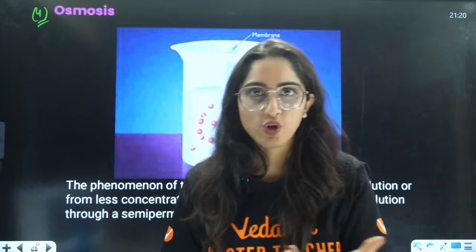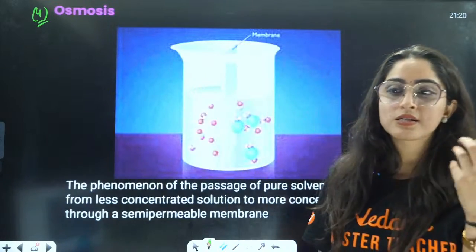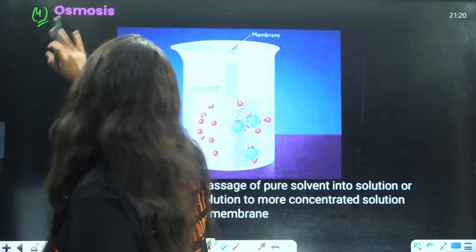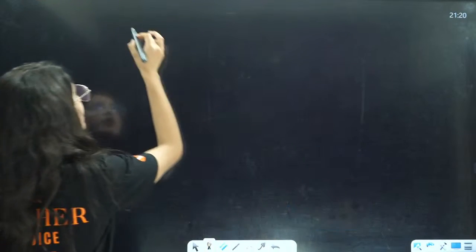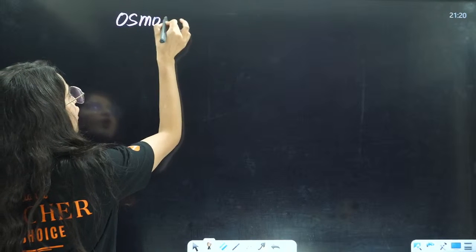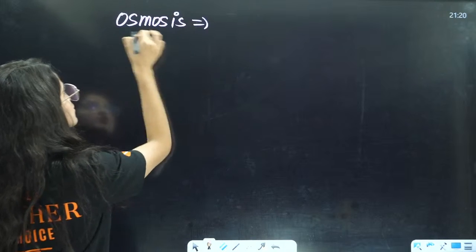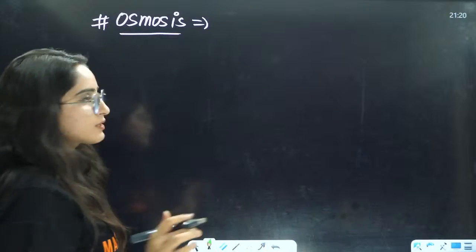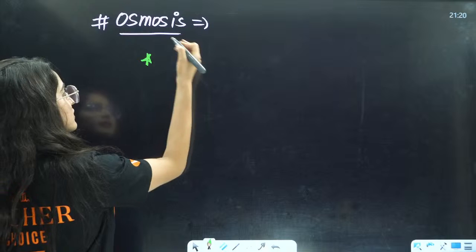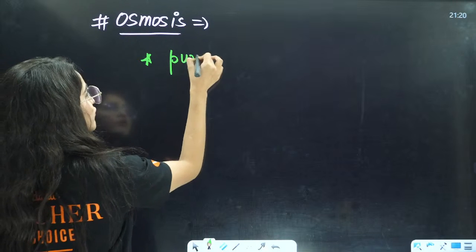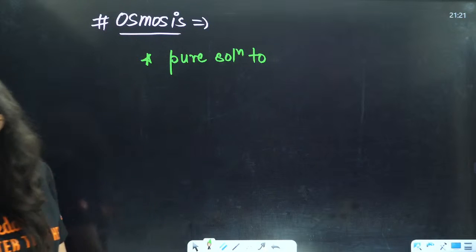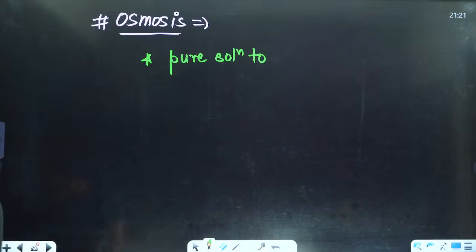Now basically what is osmosis? Osmosis, diffusion, what are these things? Basically it is the movement. How can you define osmosis? There are 2-3 ways of defining osmosis. Firstly, you can say that it is a movement of pure solvent, pure solution to impure solution, or you can say impure, wait a minute, yes.